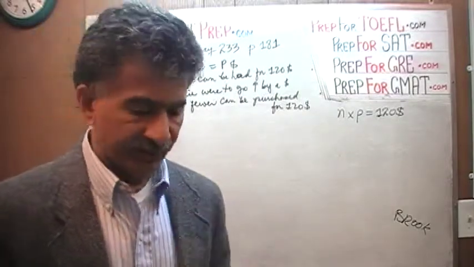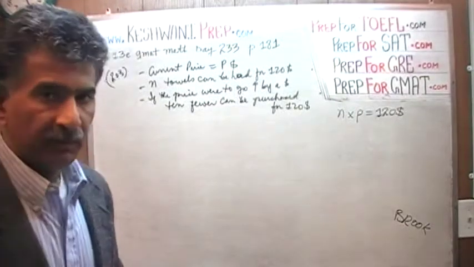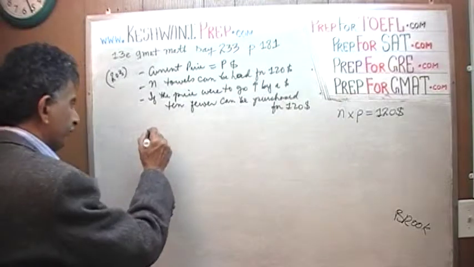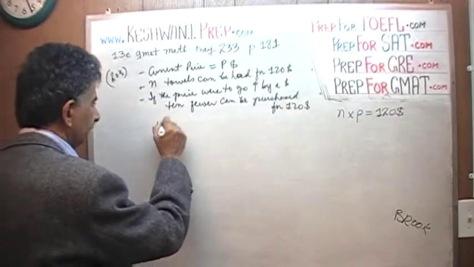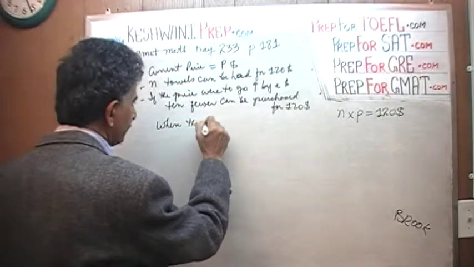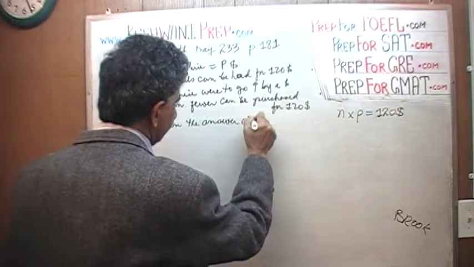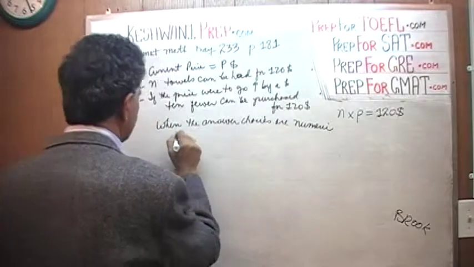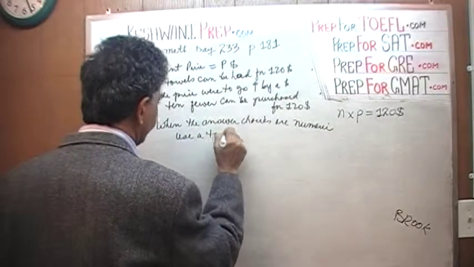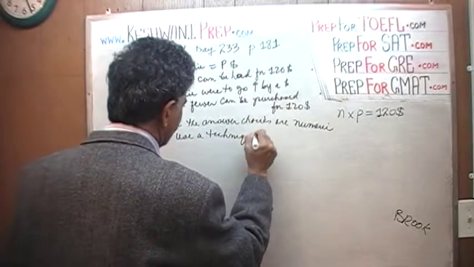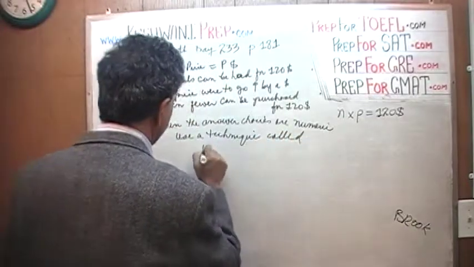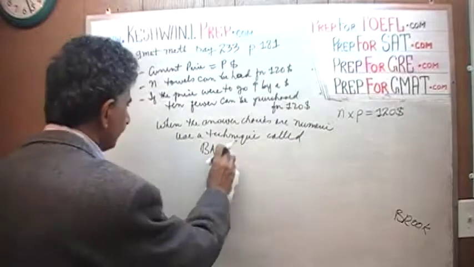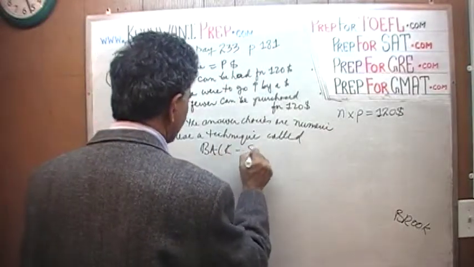The second method is here. Now the method that I'm describing only applies when the answer choices are numeric. When the answer choices are numeric, use a technique called back solving.